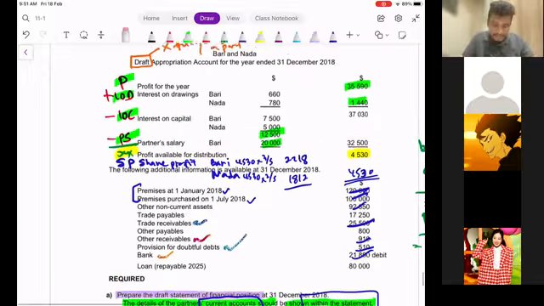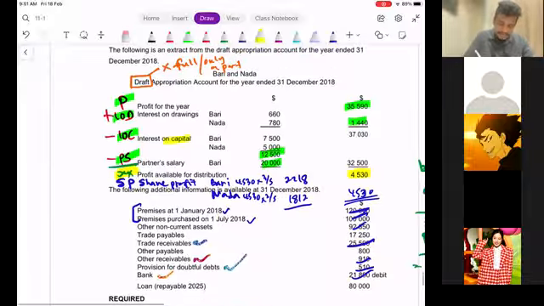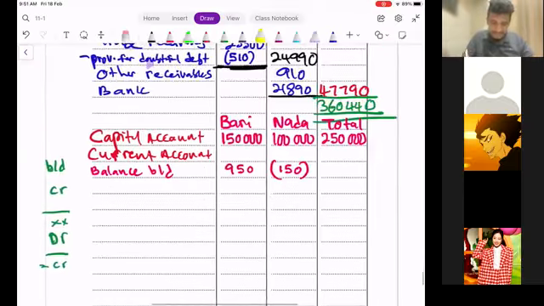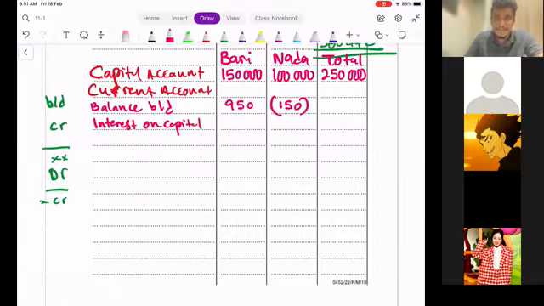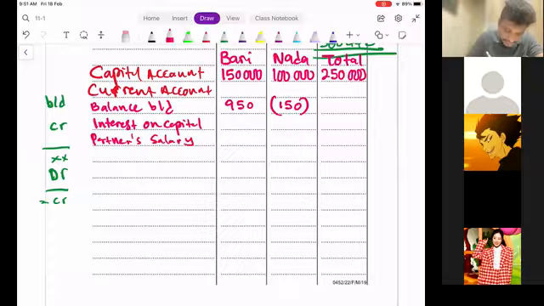Okay. So here, do you have interest on capital? Yes. Do you have partner salary? Yes. Do you have a share of profit? Yes. These three things we have. So we straight away go here. Interest on capital. Partner salary. Then share of profit.